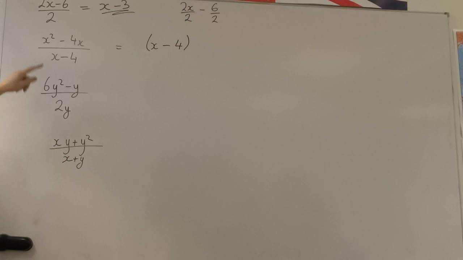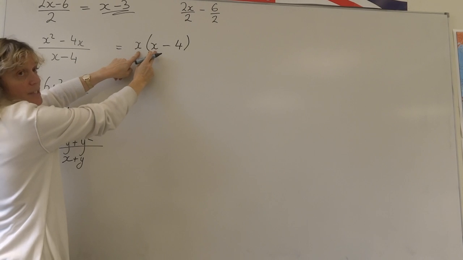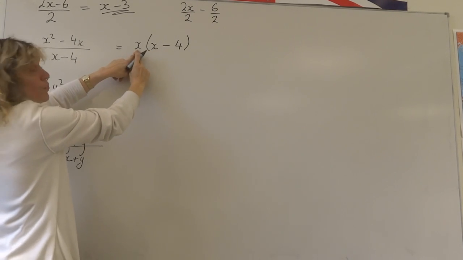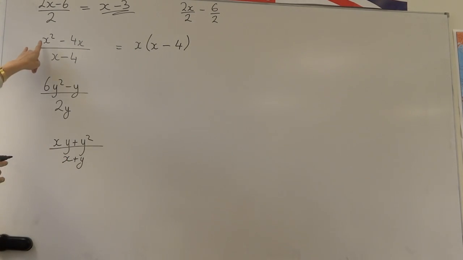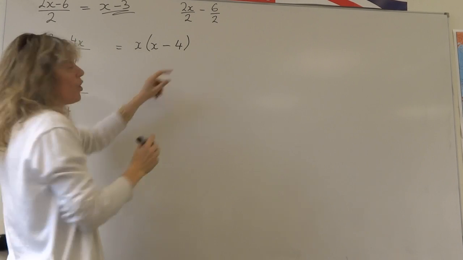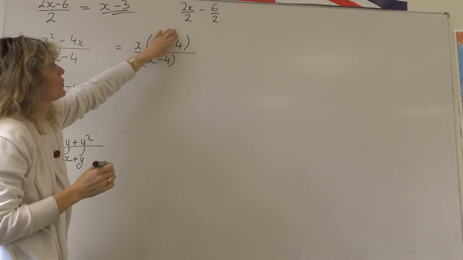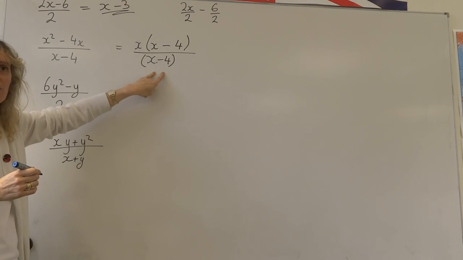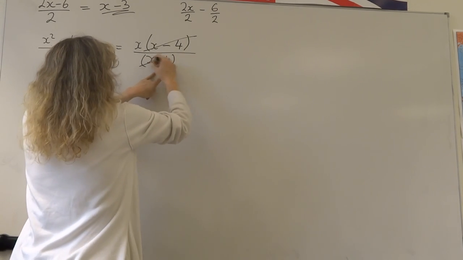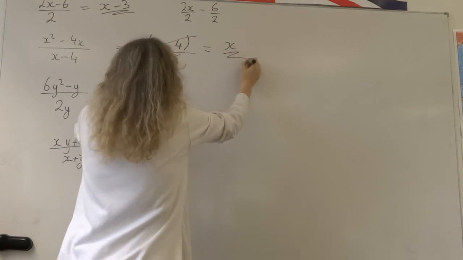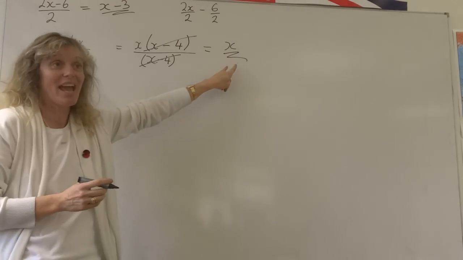Well, yeah, we could. If we took an extra x out the front here, look, x times x would give us x squared. X times minus 4 would give us minus 4x. So by simplifying and taking x out the front, I get x minus 4 on the bottom. And look what happens now. On the top, I already have x minus 4 on the bottom. Anything divided by itself is 1. X minus 4 divided by x minus 4 is 1. So the answer of this rather complicated looking expression is actually just x.